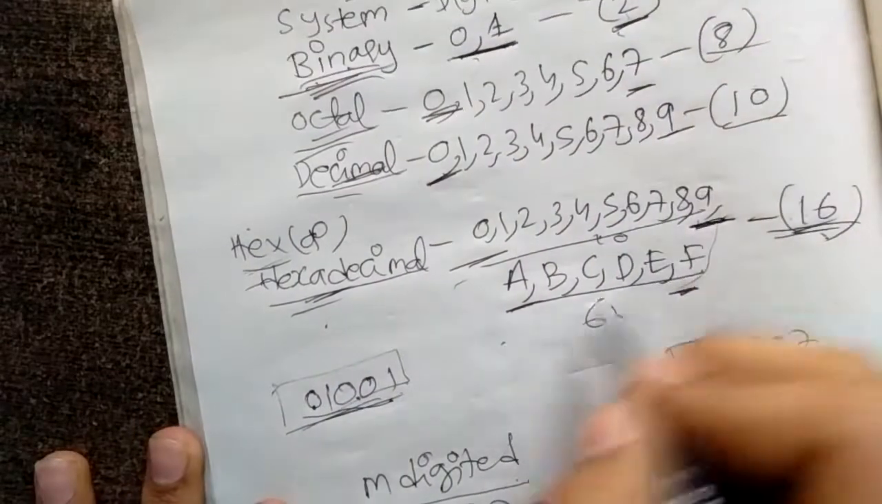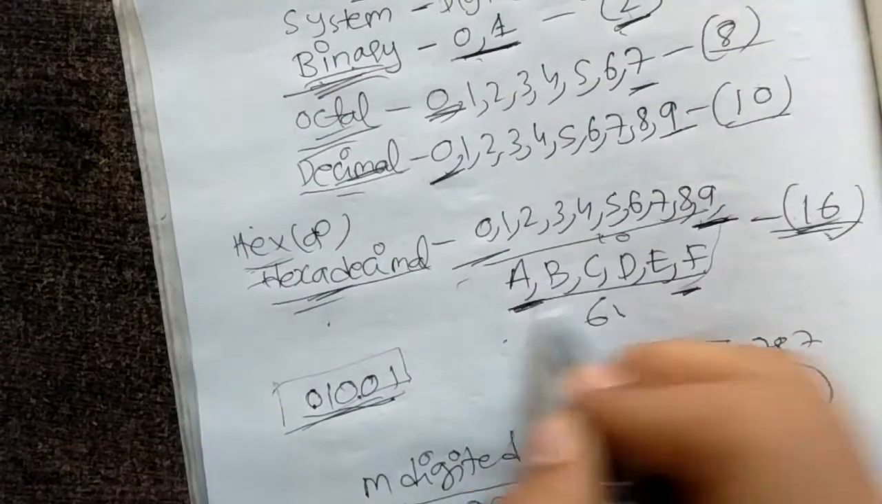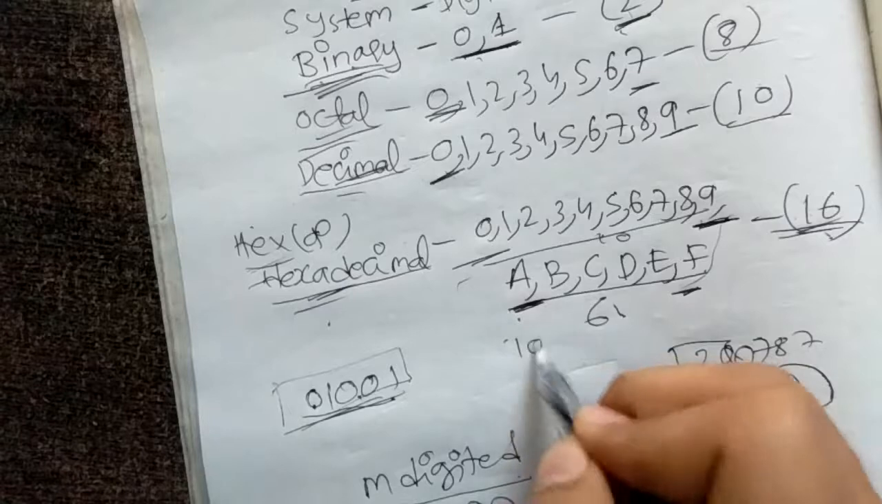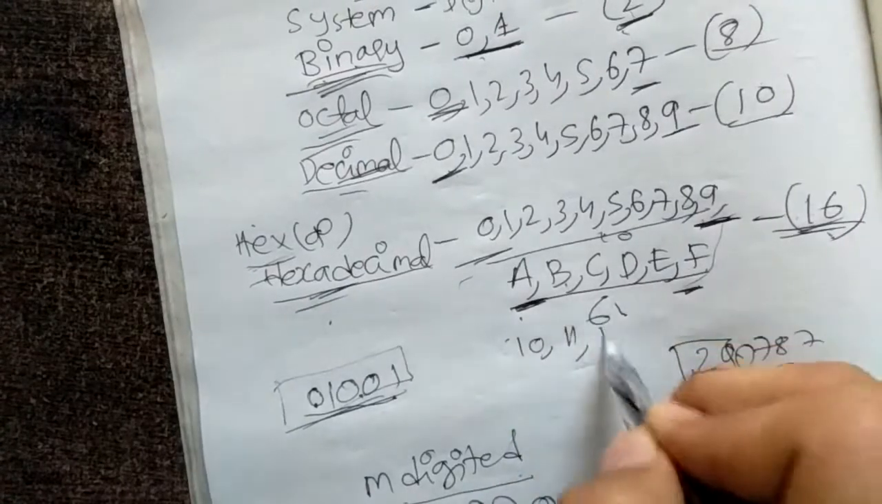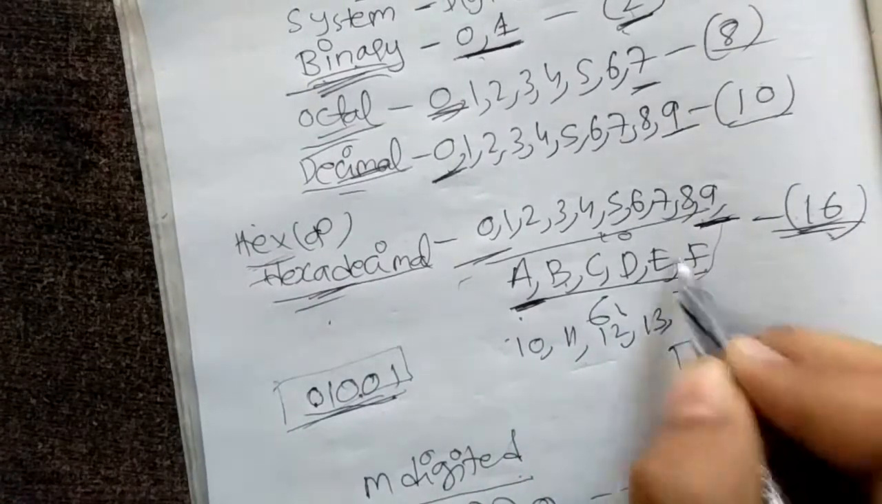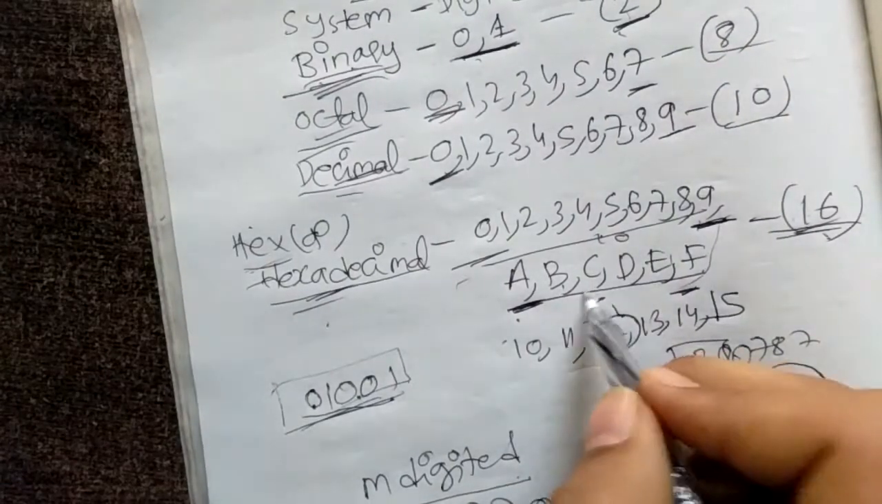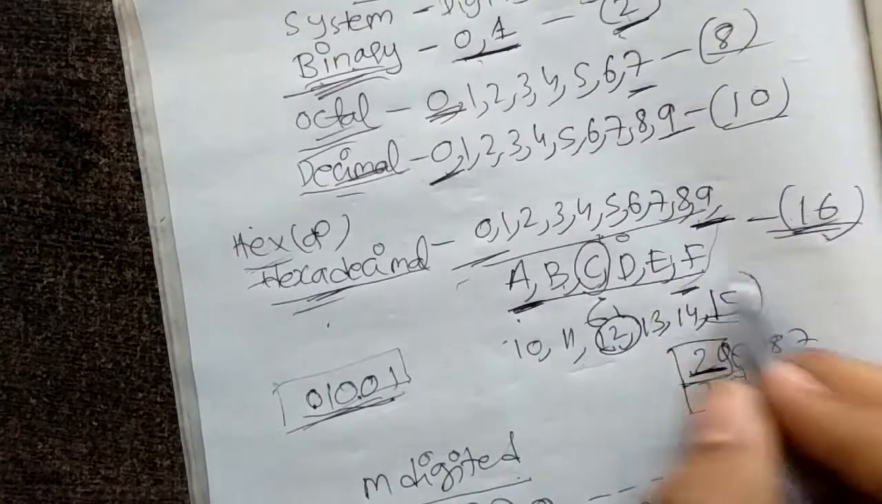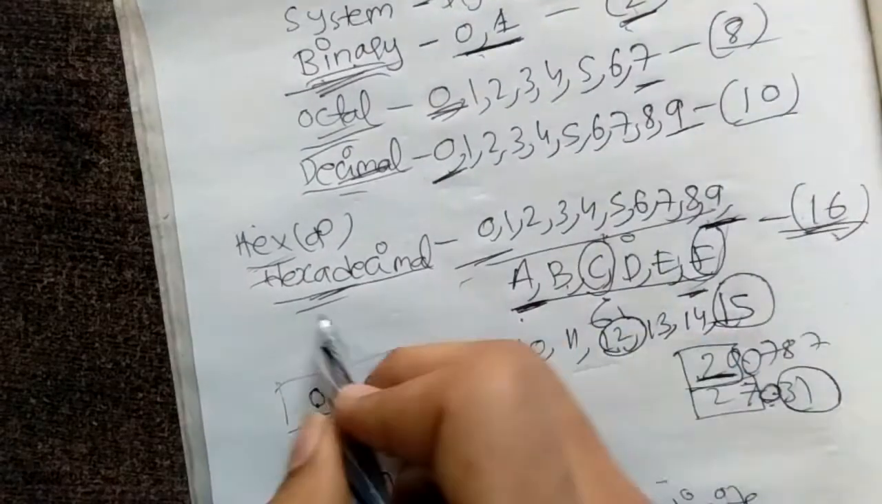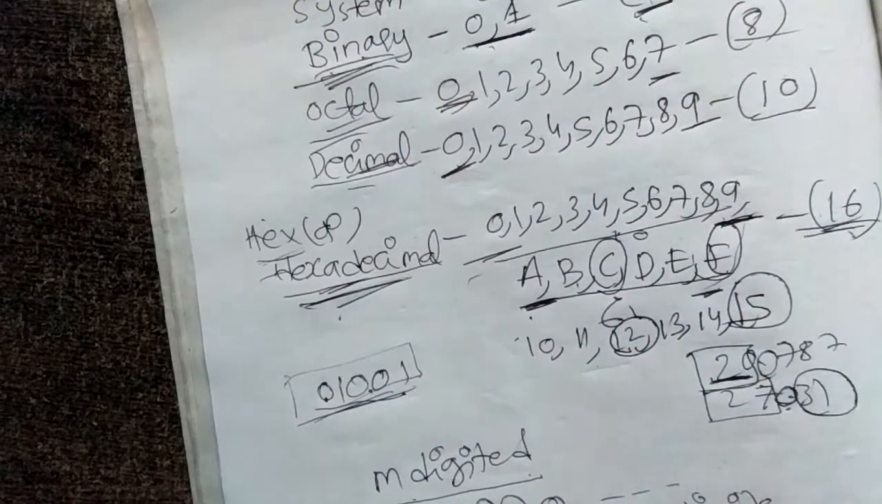system, after 9 we start counting from A. So A is your 10, B is your 11, C is your 12, D is 13, E is 14, F is 15. So if you see a 12, you should replace it with C. If you see a 15, you should replace it with F. That is the hexadecimal system.